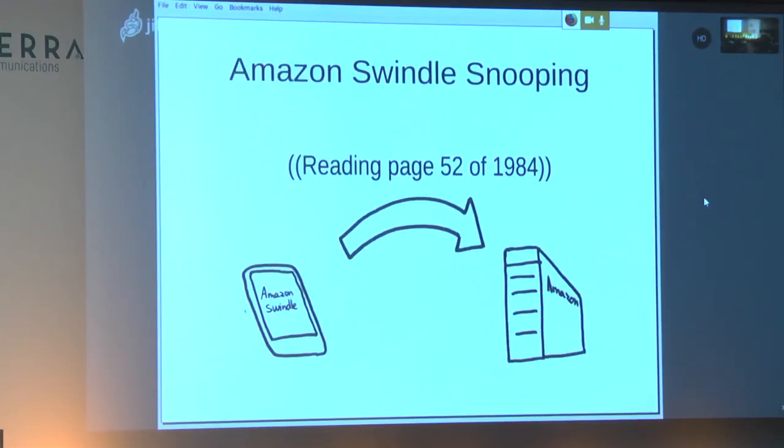This is how free software relates to privacy. This example is the Amazon Swindle, Amazon's ebook reader, which spies on the users and reports everything that the user does. It sends the title of the book. It sends the page number. If the user highlights any text or enters notes, that's all sent to Amazon. But this is just one example out of many.